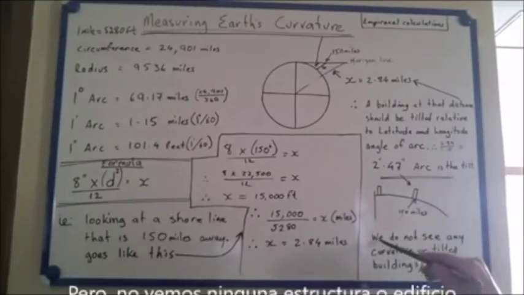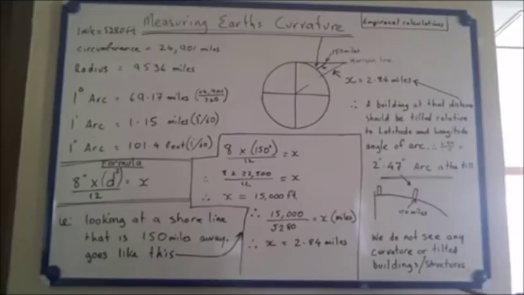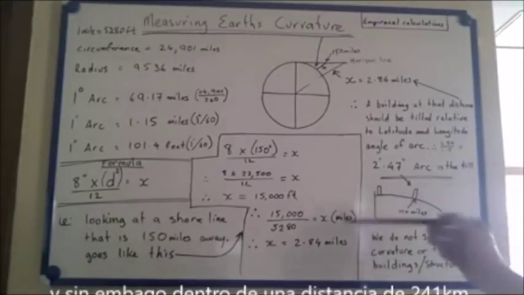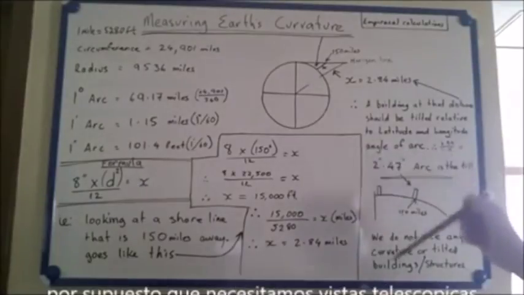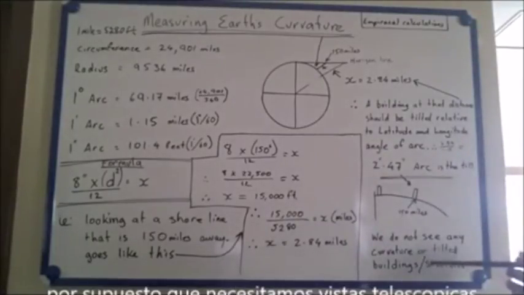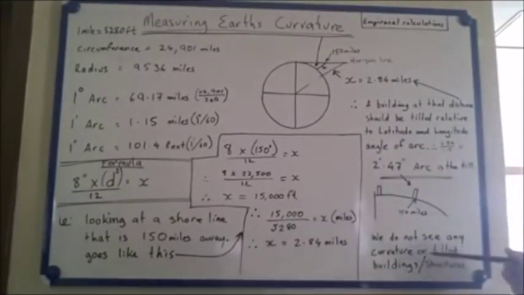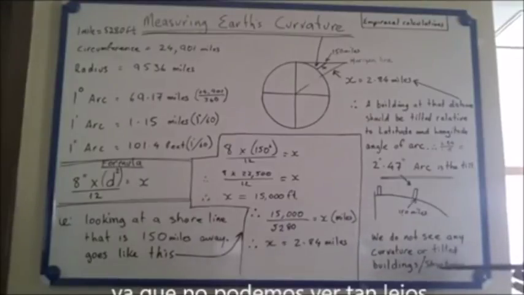But we do not see any curvature or tilted buildings or structures whatsoever. In fact, at 150 miles away, we can still see things like shorelines and buildings. Of course, we need telescopic sights to be able to see these things. We can't see that far with the unaided eye.